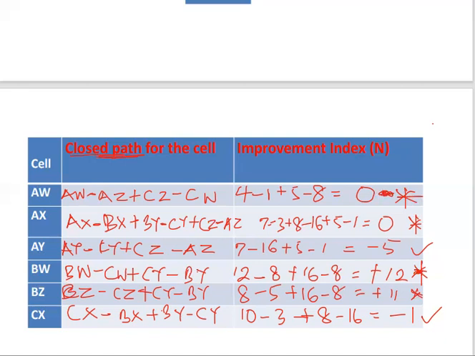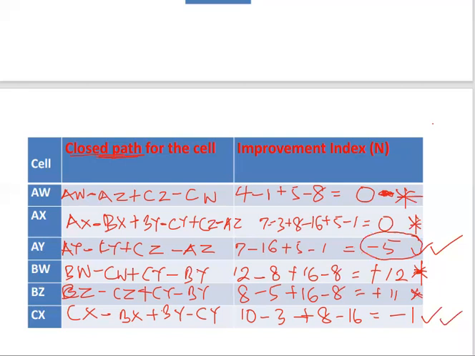So the only two parts that will reduce our cost are what? Parts AY and CX. Which of these two parts will reduce our cost more? AY. So our focus will be on part AY. Do you understand that? Yes. So we are dealing with part AY.